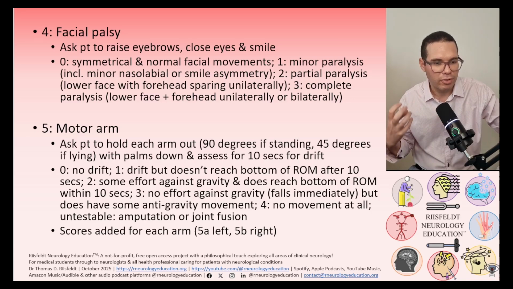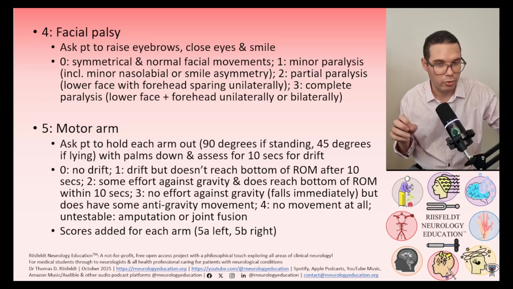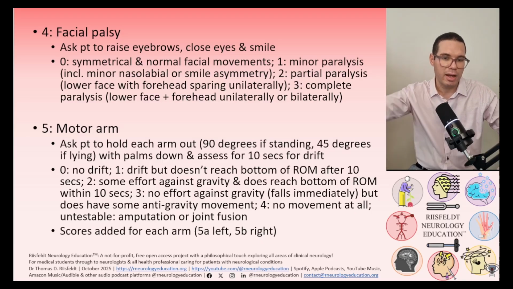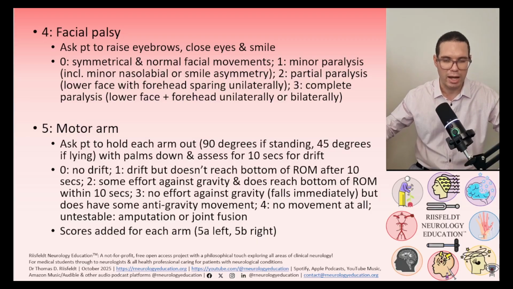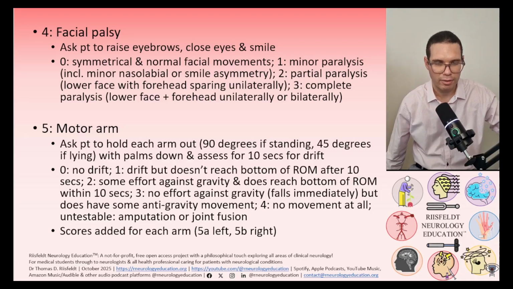And this is scored from 0 to 4 for each arm, and then the 2 are added, so the left arm gets a score from 0 to 4, and the right arm also gets a score from 0 to 4. 0 is no drift. 1 is there's some drift, but the arm doesn't reach the bottom of the range of motion within the 10 seconds, so it doesn't hit the bed if there's a bed in the way, or it doesn't totally drop down if there's nothing in the way.